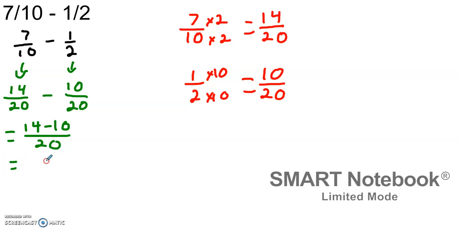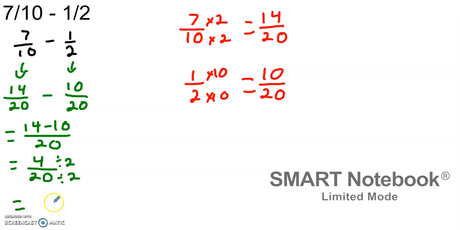14 minus 10 is 4. And my denominator stays the same, 20. Now I look at this, and my numerator is smaller than my denominator. So I know that I do not have any whole numbers. But I notice both 4 and 20 are even numbers. So I can actually divide both of them by a number. So I could say divide by 2 on here, right? Because they're both even.